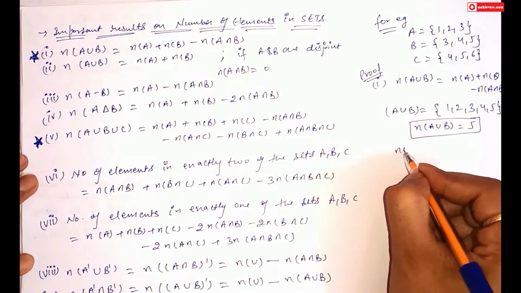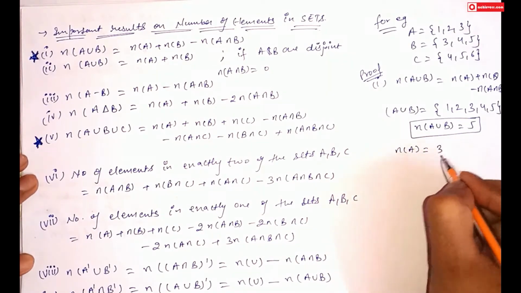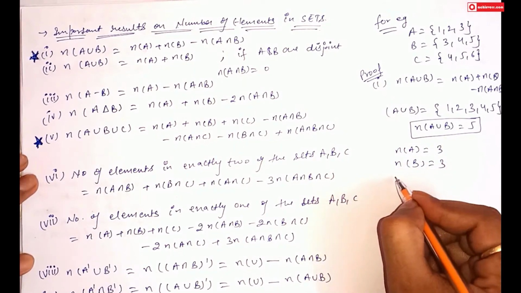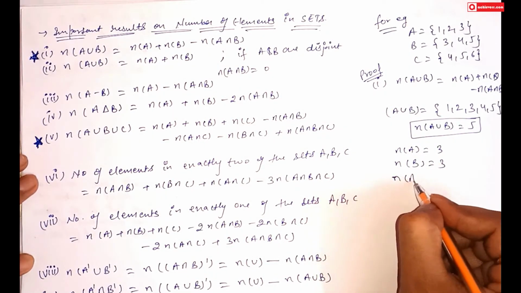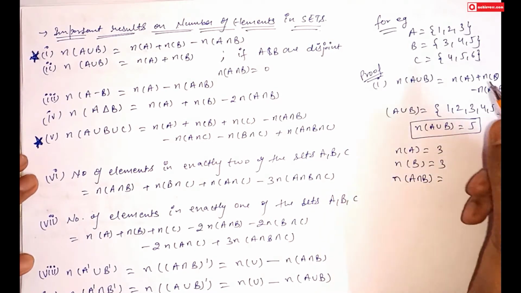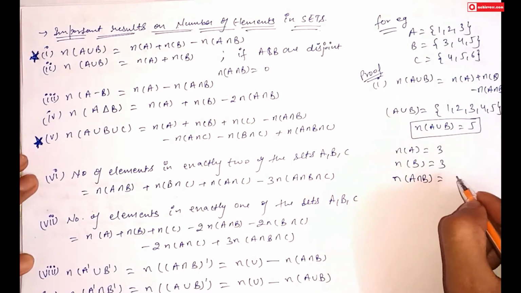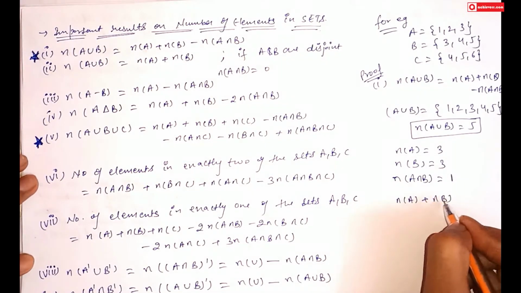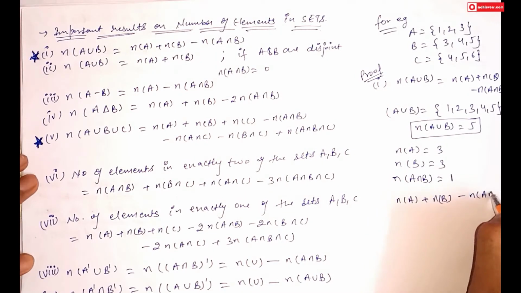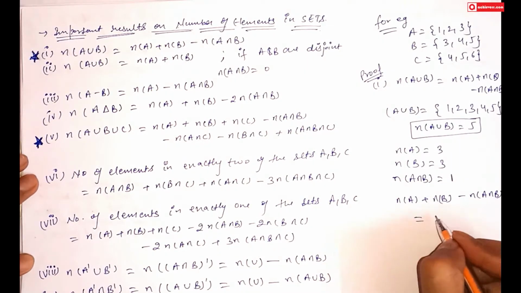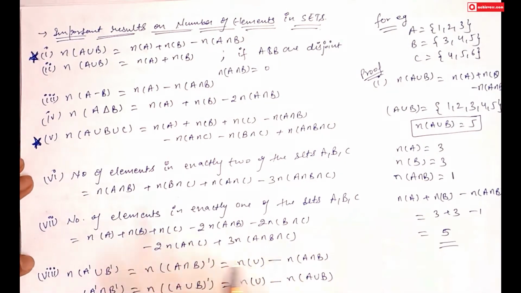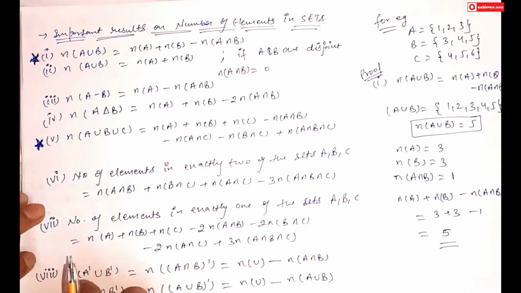And what is n of A? n of A is 3. n of B is 3. And what is the common part? That is n of A intersection B, which is equal to 1. That is just one number. So what is n of A plus n of B minus n of A intersection B? That is equal to 3 plus 3 minus 1, that is equal to 5. So this is how you can prove each and every result. This will be your homework to prove each and every result.